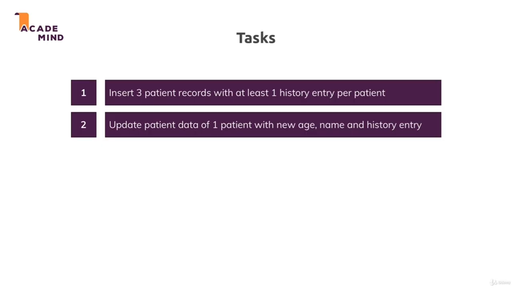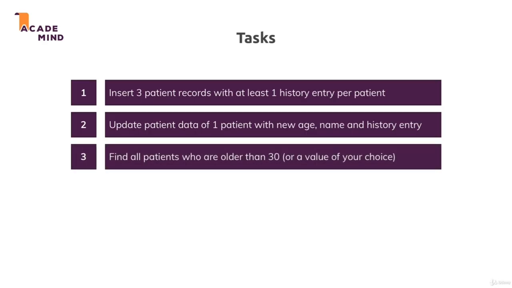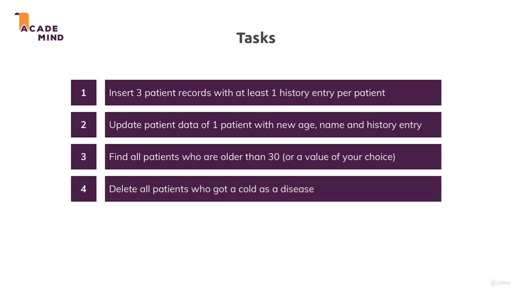After you practiced updating, I want you to find all patients who are older than 30 or whatever works for you. If you gave all your patients an age of 18, maybe, update some to have different ages and then pick a fitting filter. So basically make sure you train finding your data with a filter that does not fetch all patients. Thereafter, make sure you delete all patients who got a cold as a disease. And for that, might be worth adding different diseases, or, you are fine with deleting all your patients.